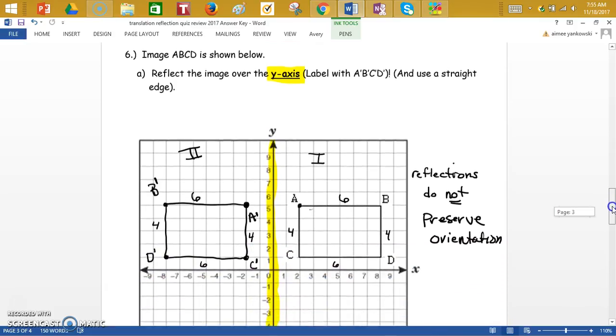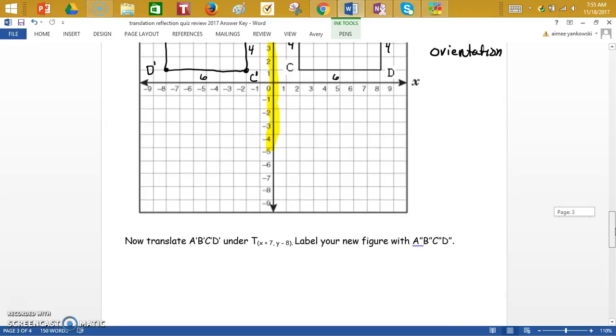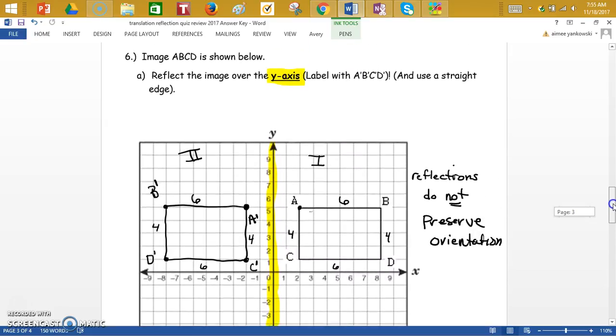So we've done what they asked us to do for part A. Let's look at part B. Now we're going to translate it.